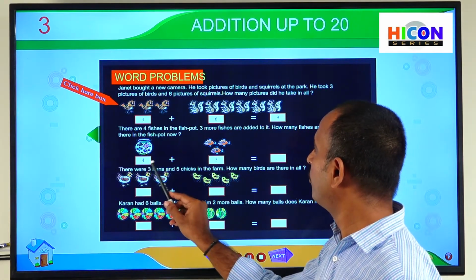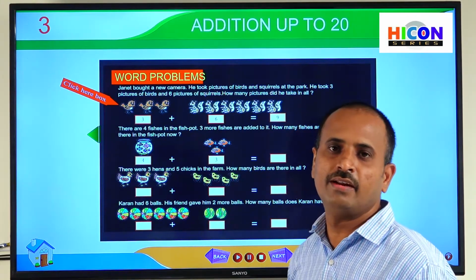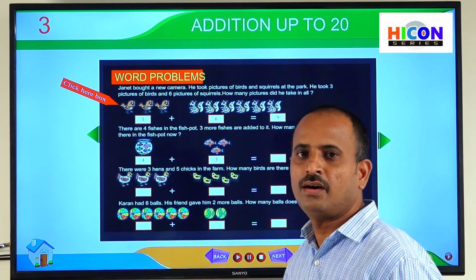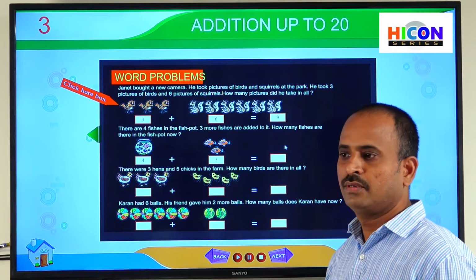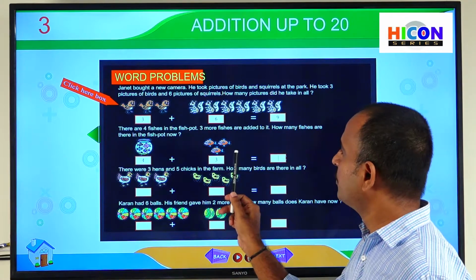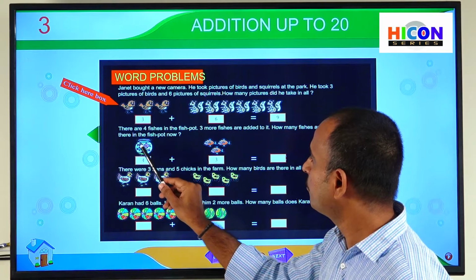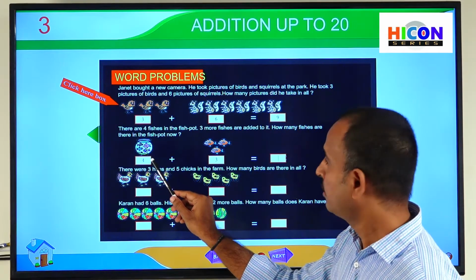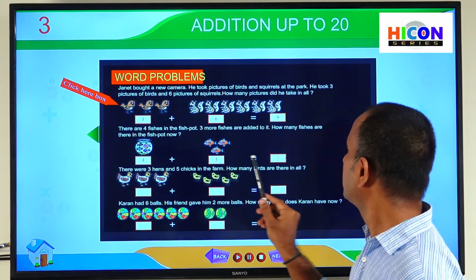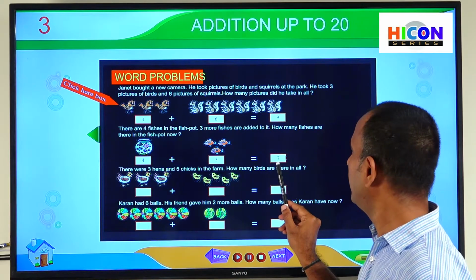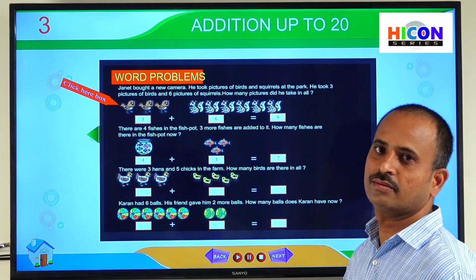Now we have to add 4 and 3. Then we will get the total number of fishes in the fish pot. So how can we add? We can add with the help of our fingers, or if we add all these fishes together, then we will get the sum. First, how many fishes are there in the fish pot? 1, 2, 3, 4. After 4, 5, 6, 7. So total there are 7 fishes in the fish pot. So write 7 in the box. So the sum of 4 and 3 becomes 7.